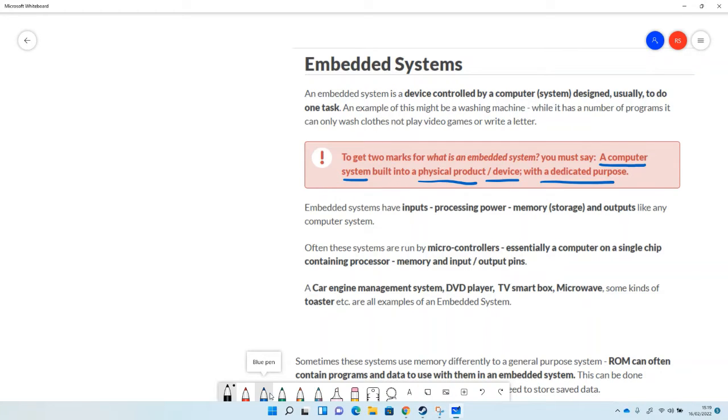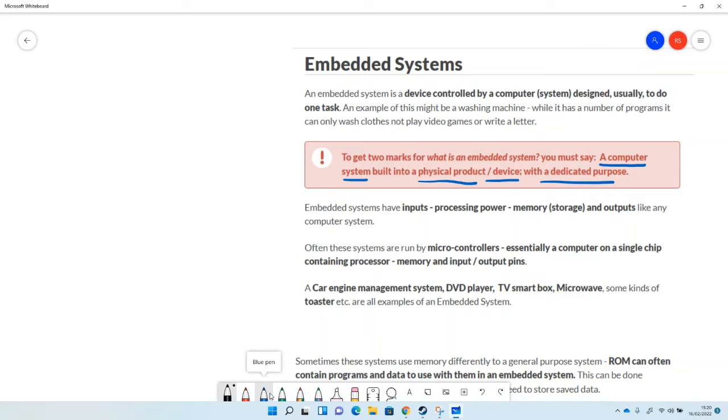So we're quite familiar with these products. We've got loads of them around the house. They could be a DVD player or a TV box, a microwave. Toasters are often embedded systems these days, and washing machines. In fact, very many of our consumer electronic goods are embedded systems.